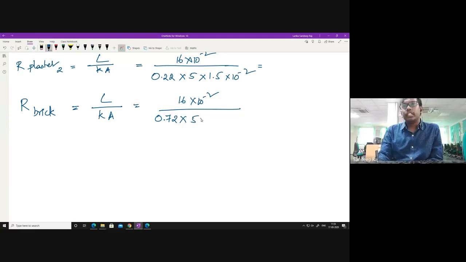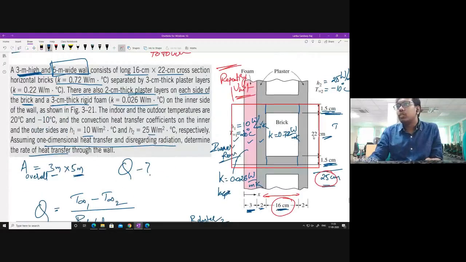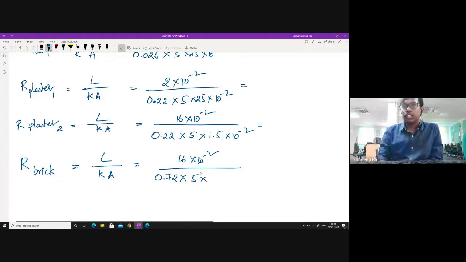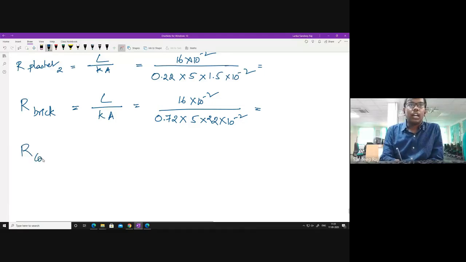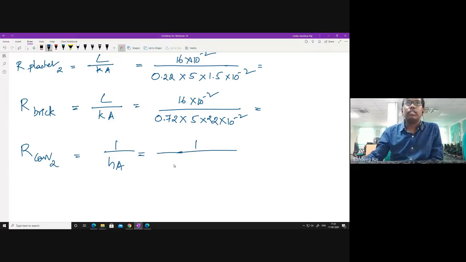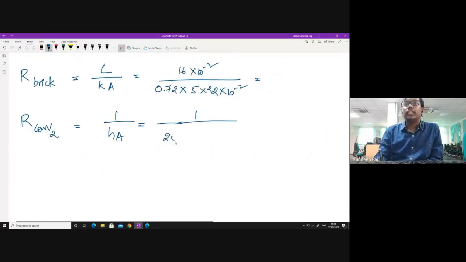The width is anyway 5. And what is its height? Here the height is 22 centimeters, so it is 22 into 10 to the power of minus 2. I hope you are done with everything. R convection 2 also should be found out. R convection 2 is equal to 1 by hA, where the h value on the other side is given as 25, and the area is 5 into 25 into 10 to the power of minus 2.